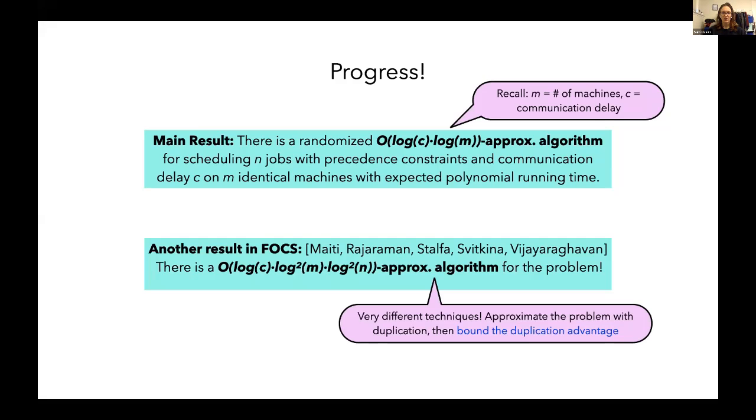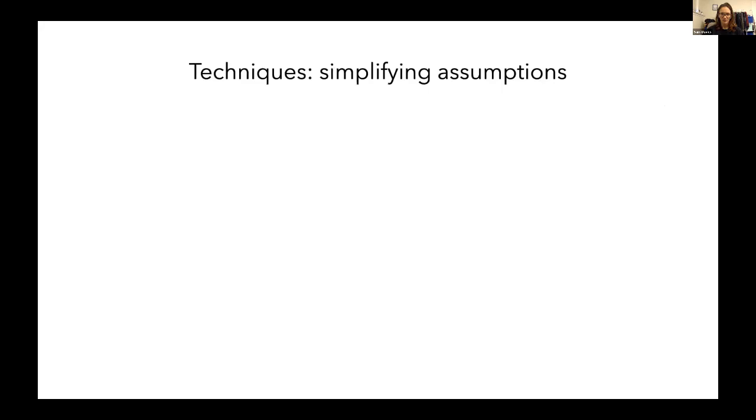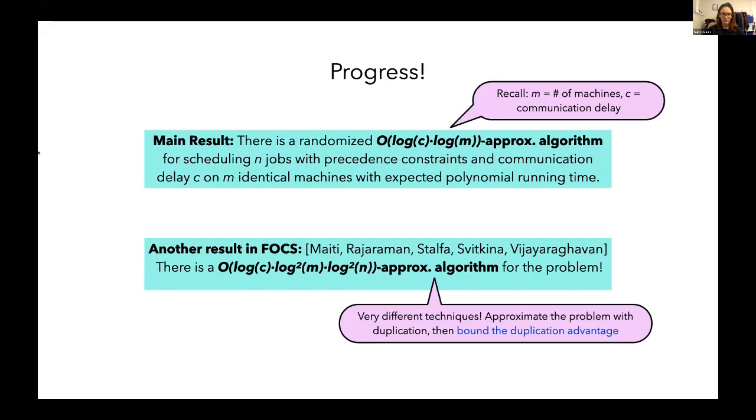And then right after I talk, there's going to be another talk about a very similar result. A group of authors find this polylog approximation algorithm for this communication delay problem as well. But their techniques are extremely different, and they actually focus on the duplication setting for job scheduling. So be sure to stay for their talk as well. So I'm going to go into this main result, this algorithm.